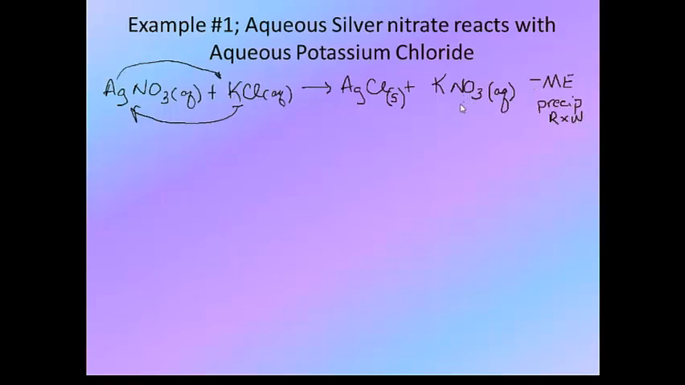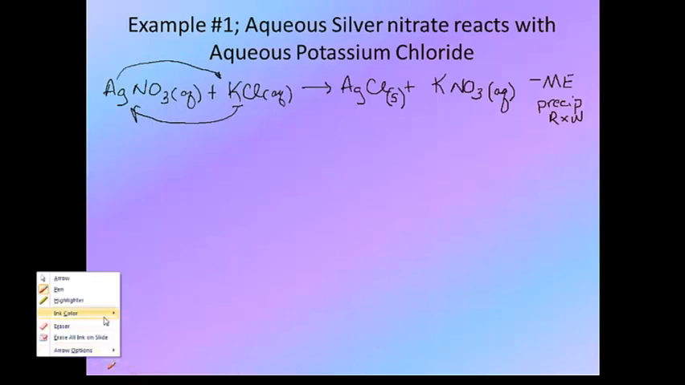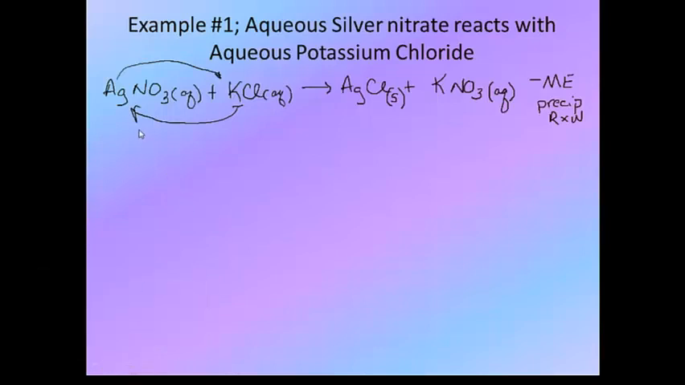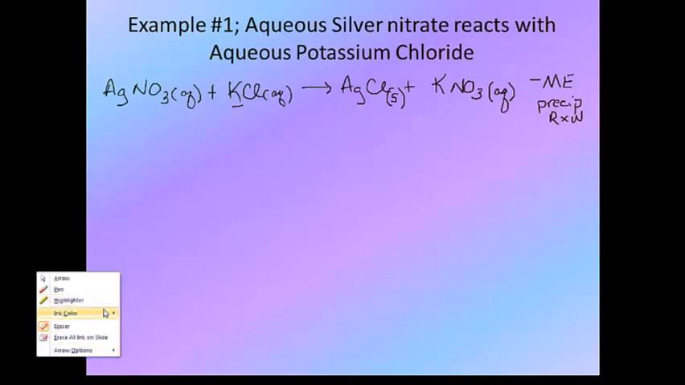So my molecular equation, now I'm going to balance it with coefficients. Silver, 1 silver, 1 silver, a nitrate, a potassium, a chloride, a chloride. It's balanced as written. I do not need to add any coefficients. They will not always be that simple. So make sure you balance it before you go on to the complete ionic equation.